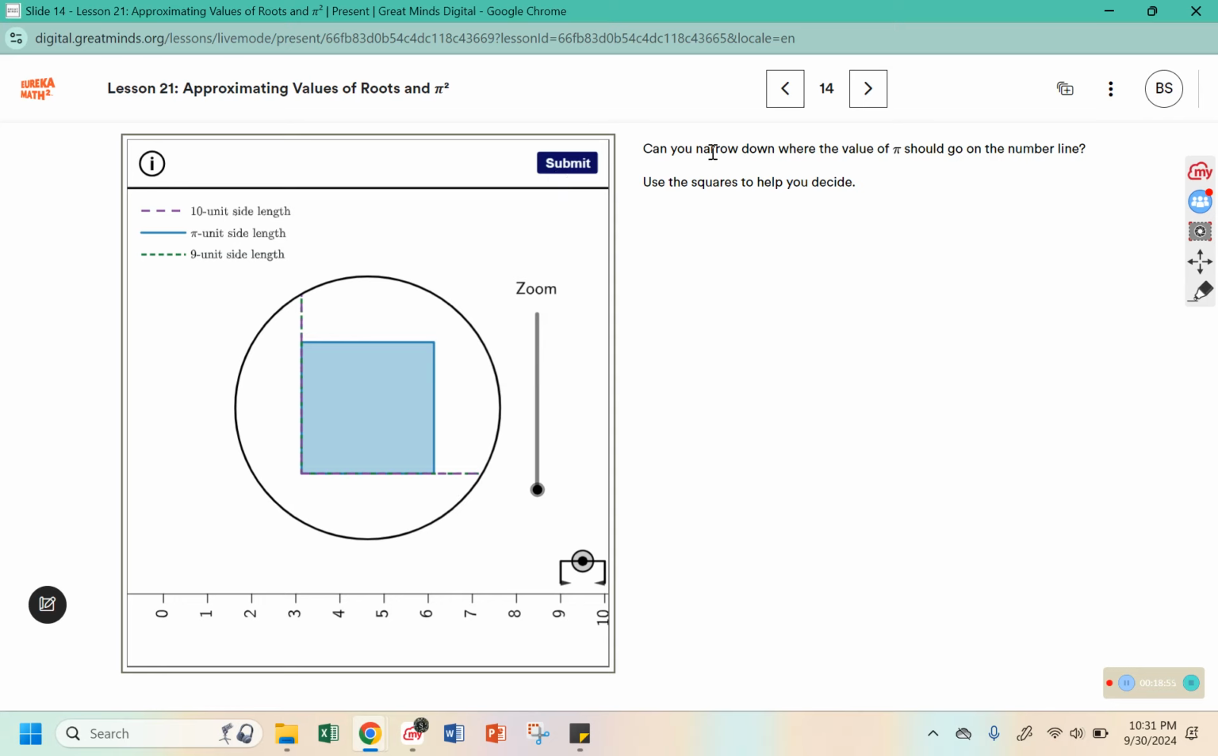Oh, but it says, can you narrow down where the value of pi should go? Not for the area of the square, so should be between 3 and 4. And you can see here, 1 below and 1 above.